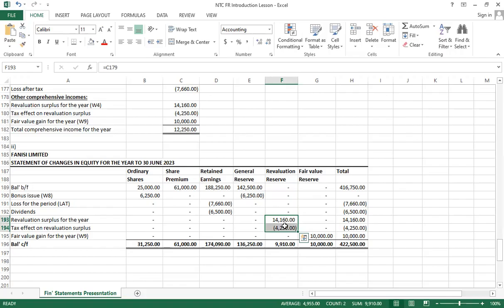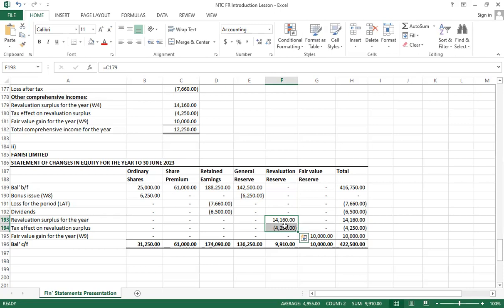Okay, so do we have marks for the format, assuming I get the format right, but my figures are not right? No.